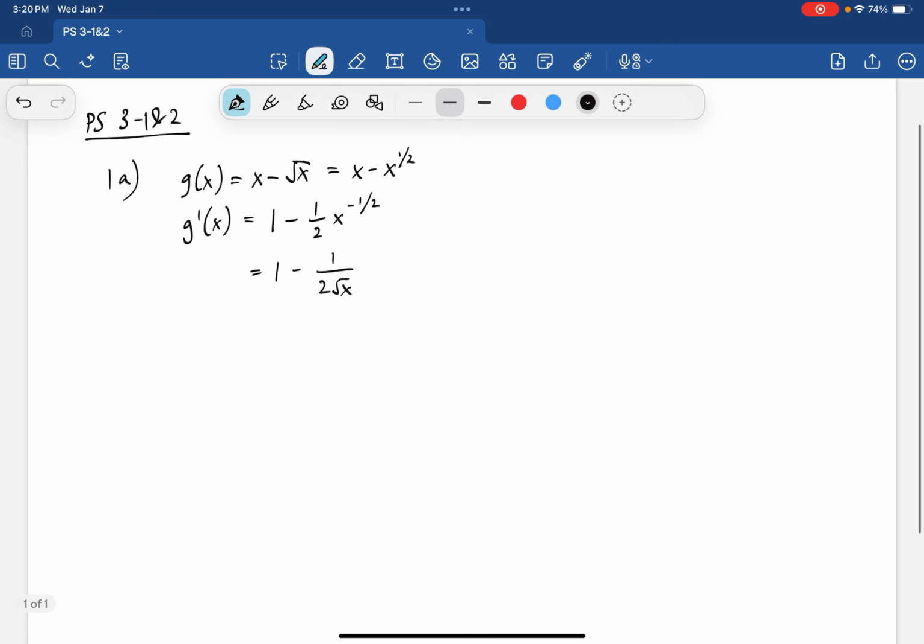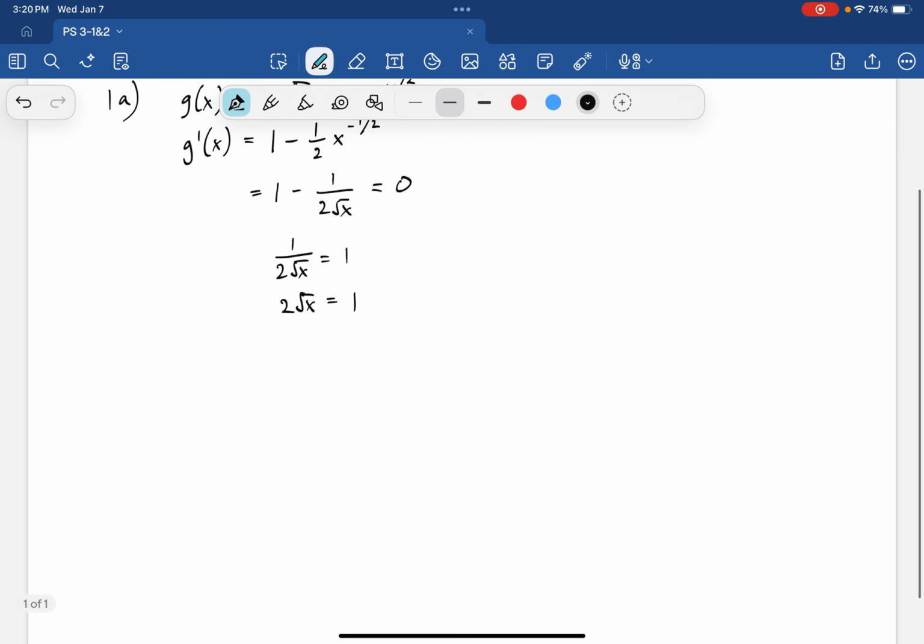And so we're interested in where this equals 0, so we're going to set this equal to 0, and then we can solve this. That's 1 over 2 root x equals 1, which means 2 root x equals 1. So root x equals 1/2, or x equals 1/4. And that would be our only critical number.